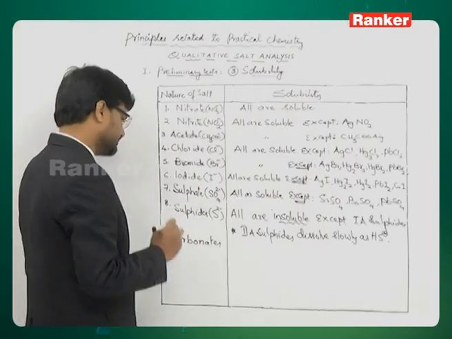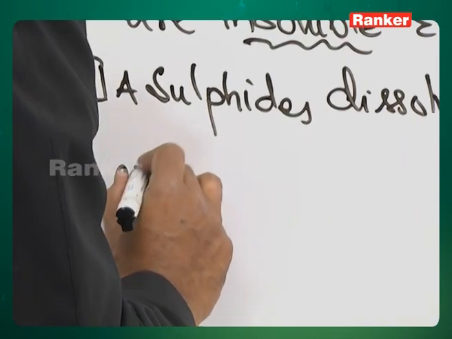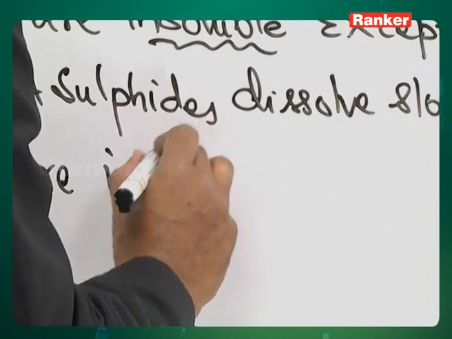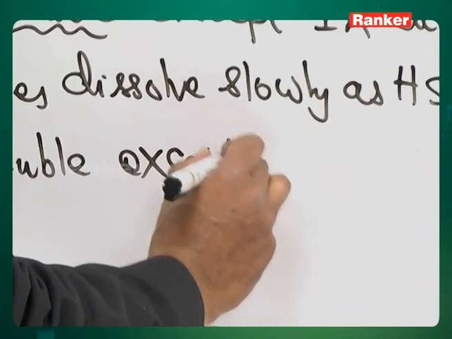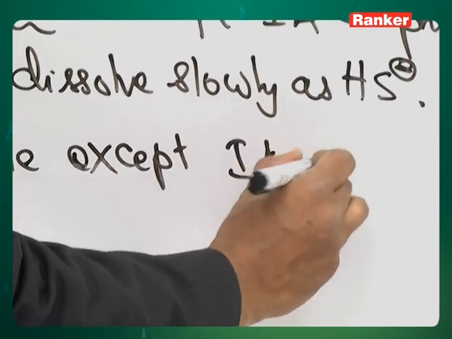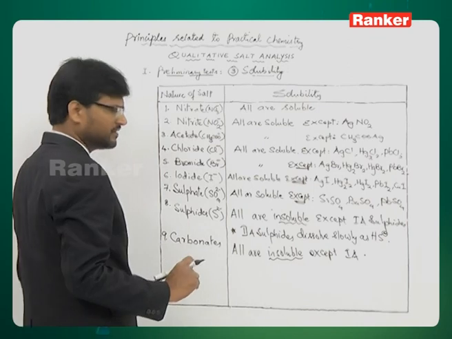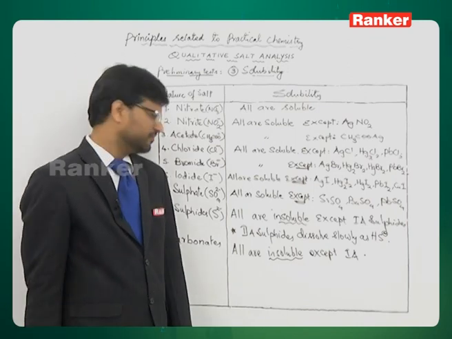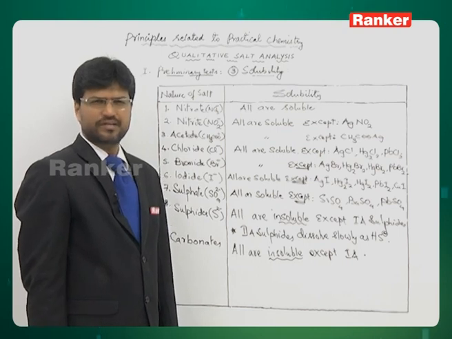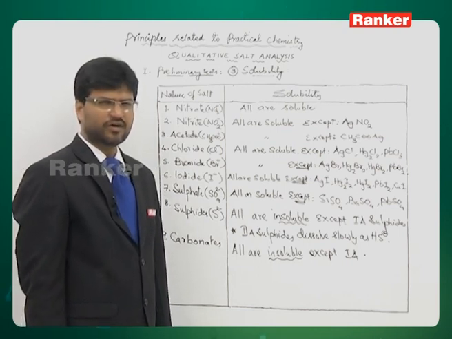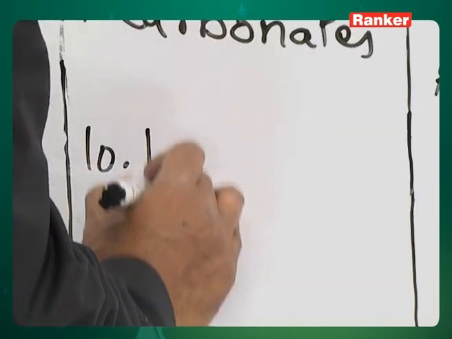Number 9, carbonates. All are insoluble except 1A carbonates. Carbonates of 1A group, sodium, potassium, rubidium and cesium carbonates are soluble in water. All other carbonates are insoluble in water.